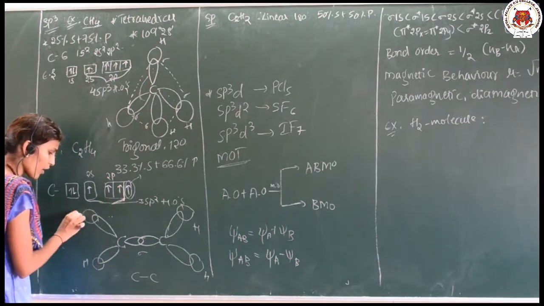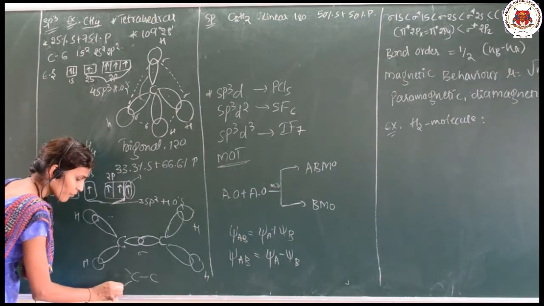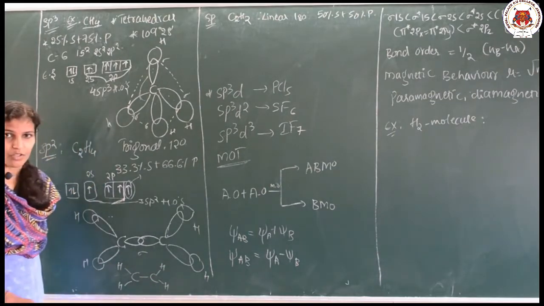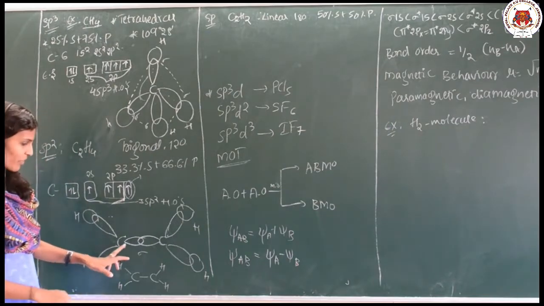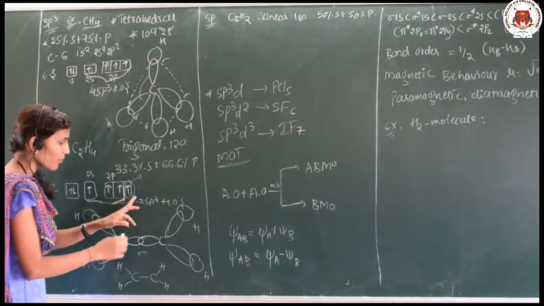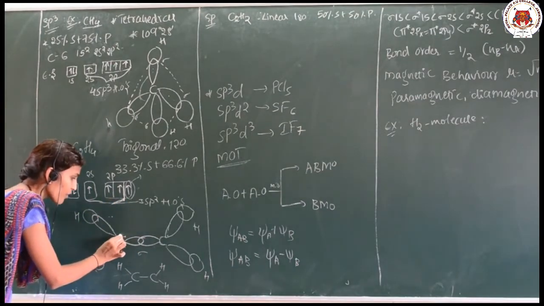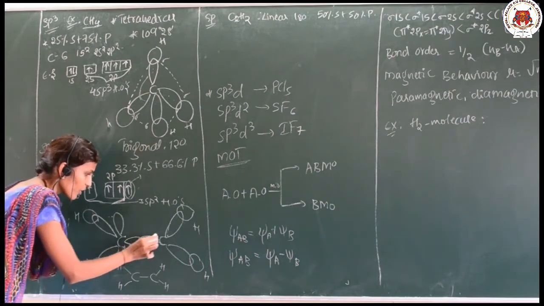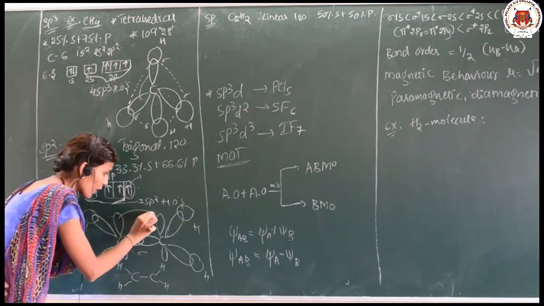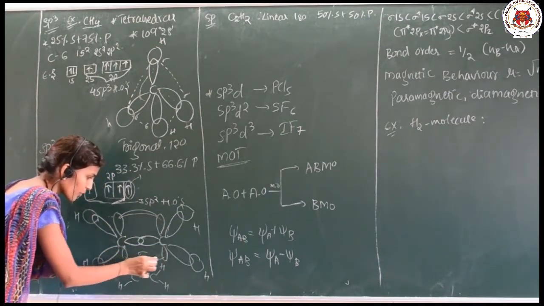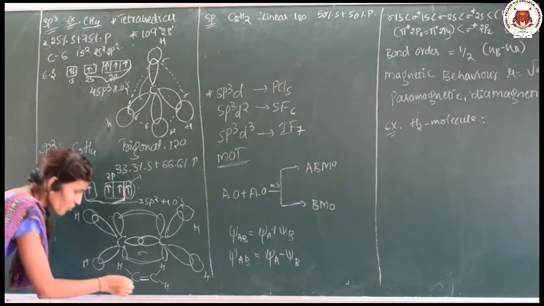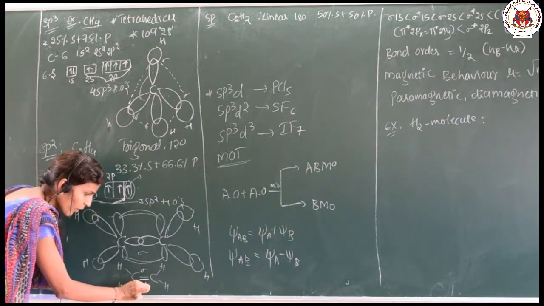Hydrogen, hydrogen. Now, how does it appear? Like this. And then what happens here? There is one more unhybridized p orbital on each carbon. This unhybridized p orbital is shown like this, and it is going to overlap sideways, and it forms one pi bond here. It is a sigma. It is the pi.